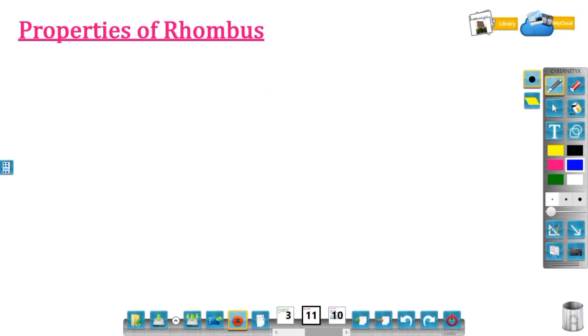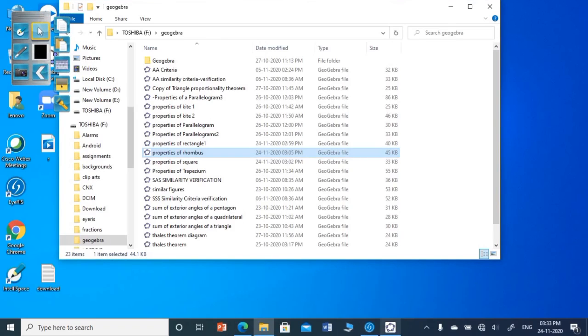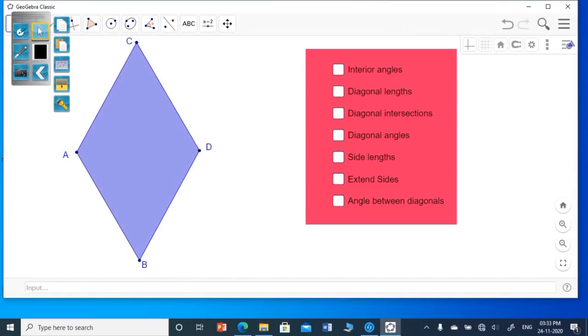Now let us list out the properties of rhombus by measuring the angles and sides of rhombus. Now see, this is a rhombus ABDC and measure the sides. Here I have measured the sides. Look at the measurement of sides. All sides are equal in length.